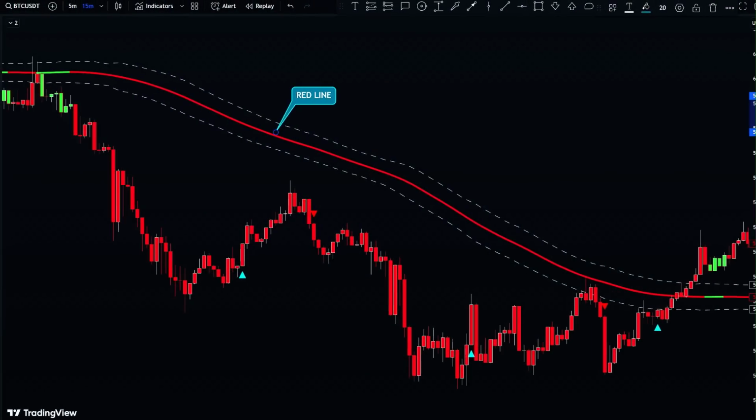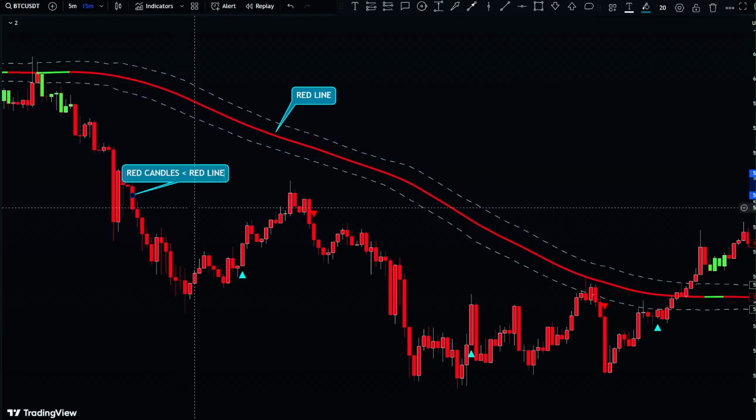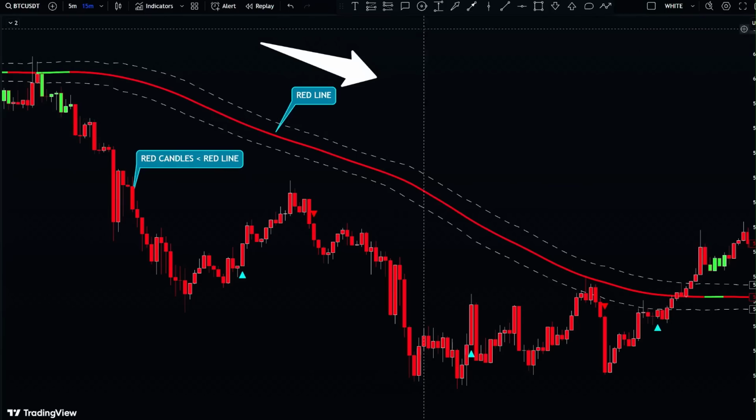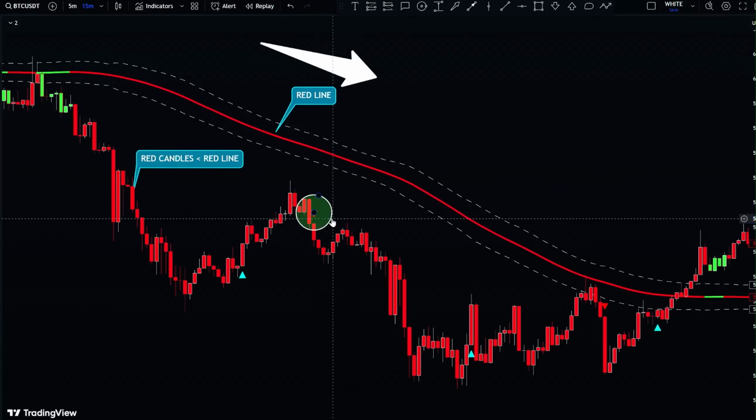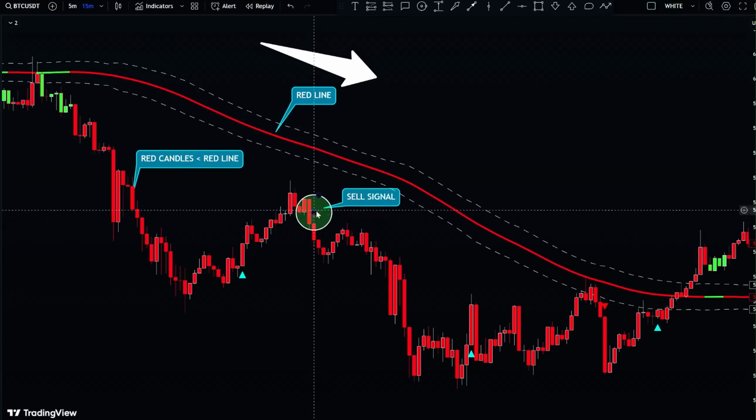And when the Gaussian filter line is red and the price candles are below it, basically it's telling you that the market is heading downhill. So we should be on the lookout for sell signals. The red arrow above the candle is a sell signal. It's like a traffic light saying, hey, it's time to sell.